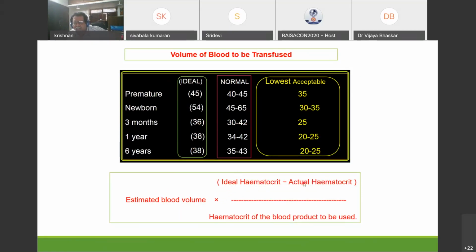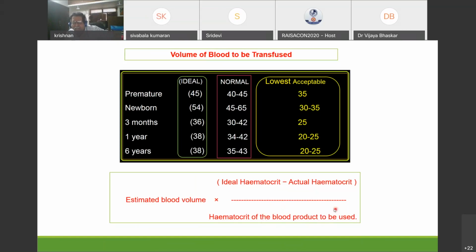Here there may be some fallacies, because if you are not given adequate fluids, the patient might have mild hemoconcentration. If you are given too much crystalloid, the patient can have hemodilution also. But in the postoperative period, or intraoperatively if it's going to be a long surgery, you take the actual hematocrit available at that particular time, and this is the ideal level I would like to reach, and this is the hematocrit of the blood product that I am going to use.